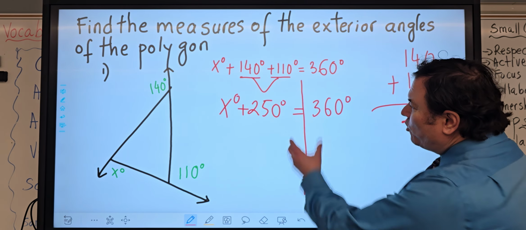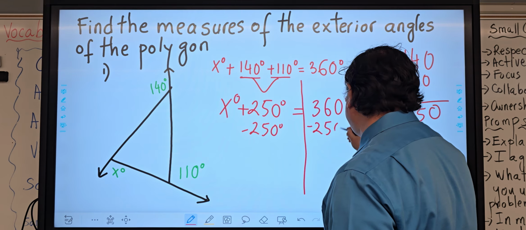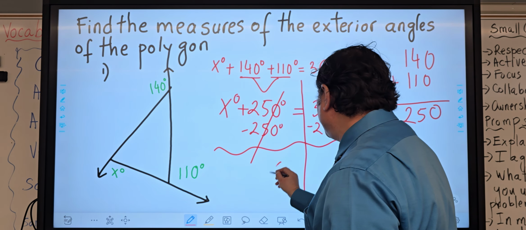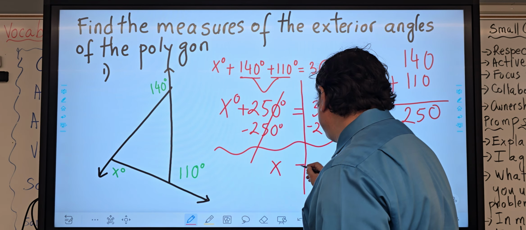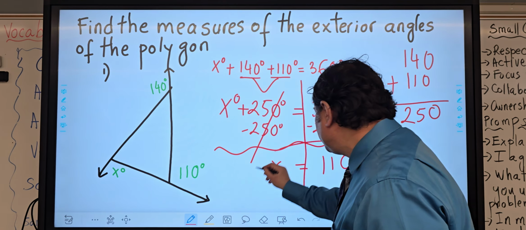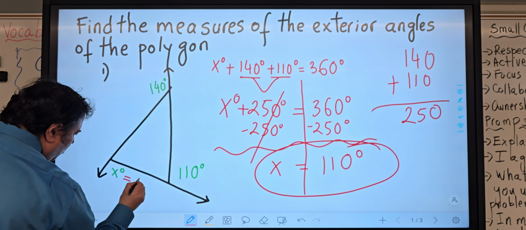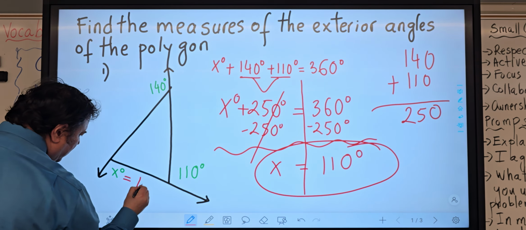Finally, we subtract 250 degrees on both sides, and then we will find x. So x equals 360 minus 250: zero, 6 minus 1 is 5, 1, so 110 degrees. That's it, bingo. X equals 110 degrees.